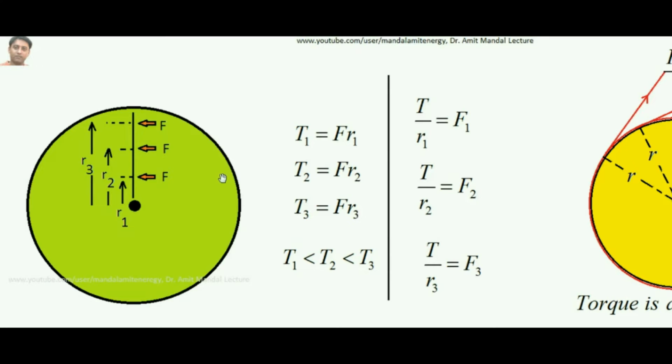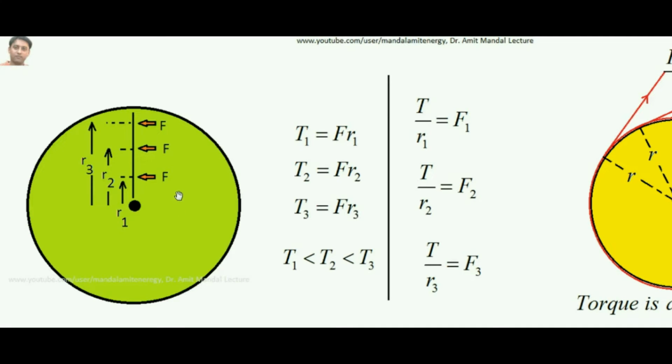So over here, this is a wheel, and suppose a tangential force is applied at a distance r1 from the axis of the wheel. So what is the torque developed on the wheel? It will be T1 equals F r1. Similarly, if the same force is applied at a distance r2, the torque will be F r2, and at a distance r3 it is F r3. Definitely T3 will be greatest, since the radius is greatest.